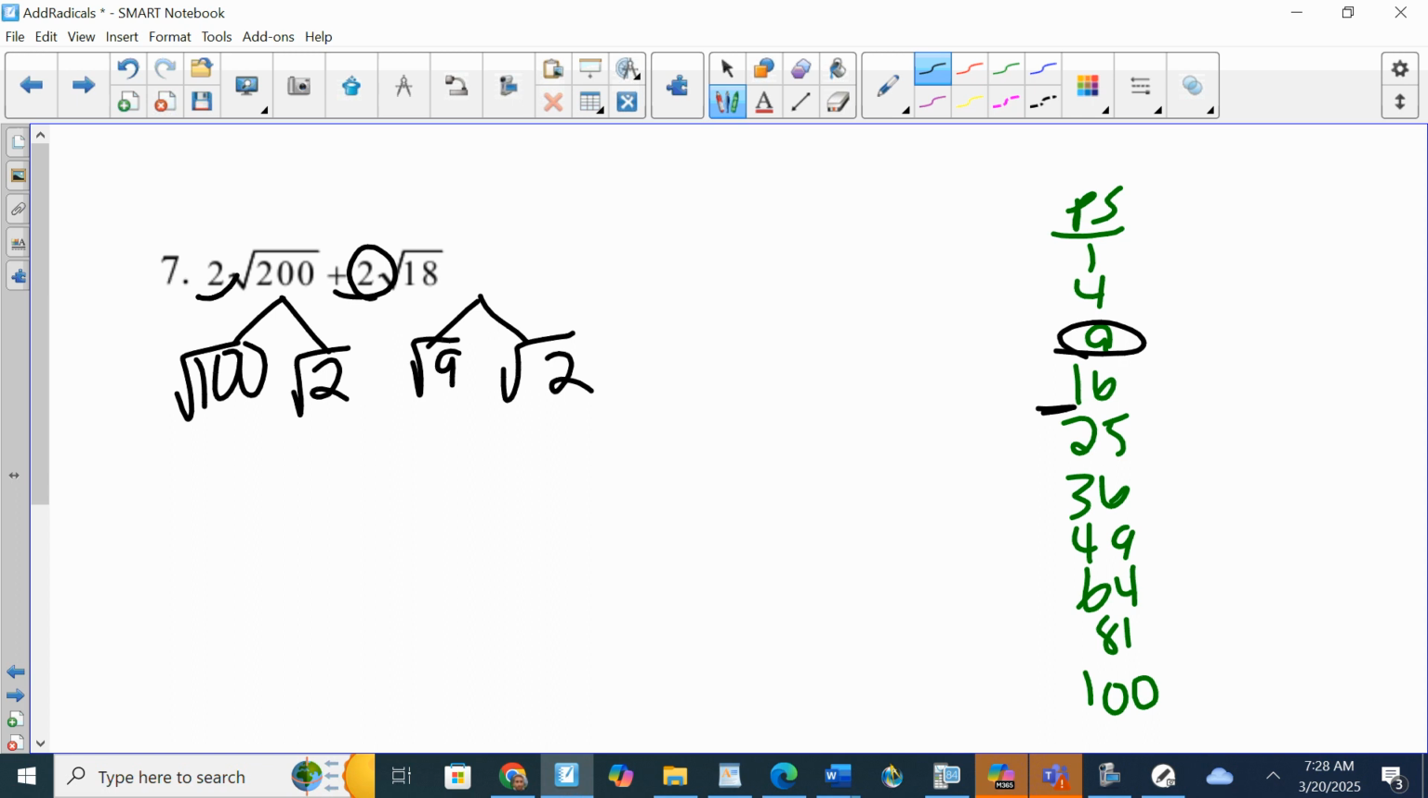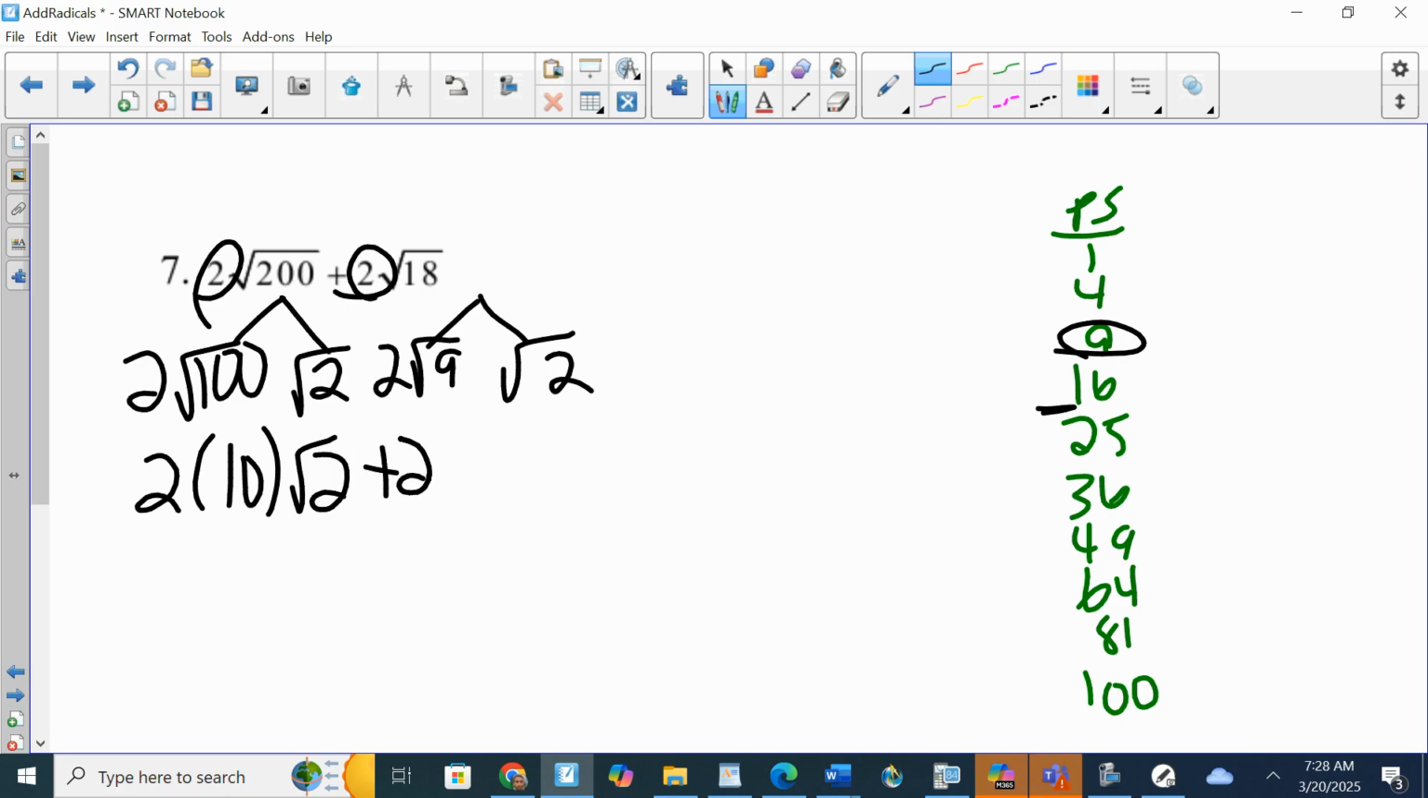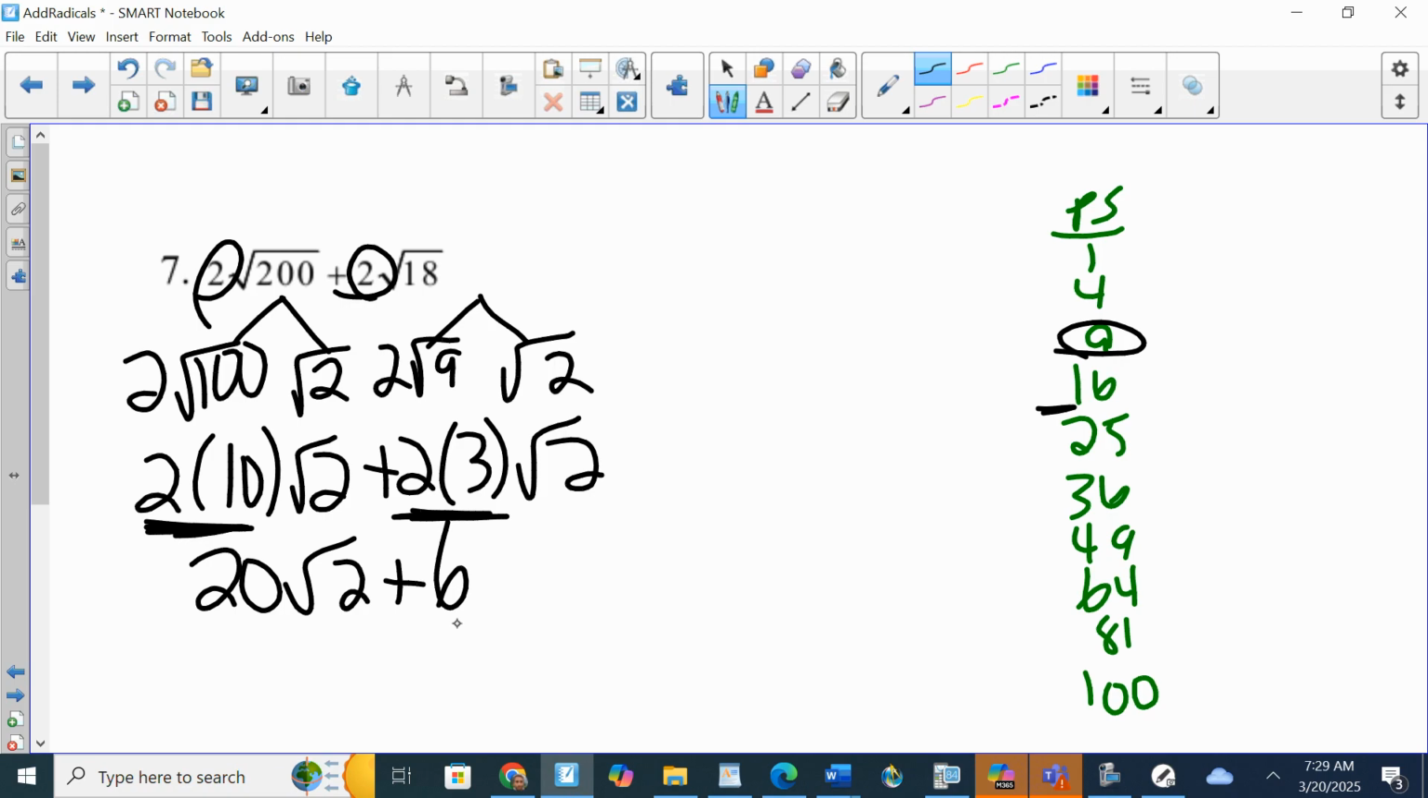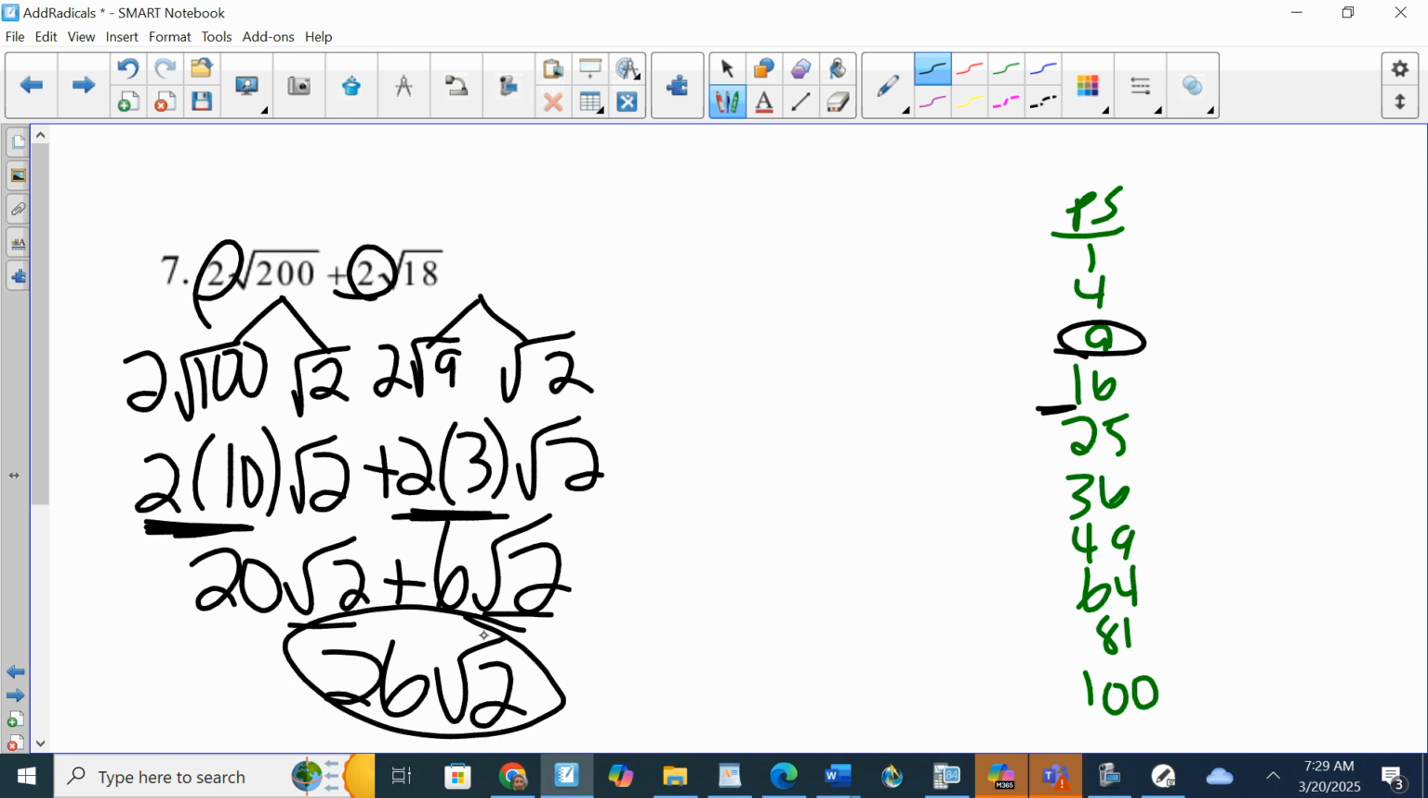Now these 2's, I'm just going to throw them in front. The square root of 100 is 10. Radical 2 comes down. The square root of 9 is 3. Radical 2 comes down. And then I take that outside number and I multiply it by my outside number. So if I had a 2 in front of the whole thing, I multiply the 2 and the 10 and get 20. Radical 2, the 2 and the 3 is 6. Radical 2. Now that I have a common radicand, I combine my coefficients, 26, radical 2. So if there's something in front of the radical, you just ignore it and multiply it at the end.